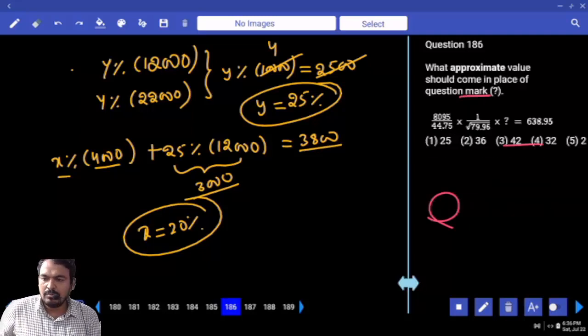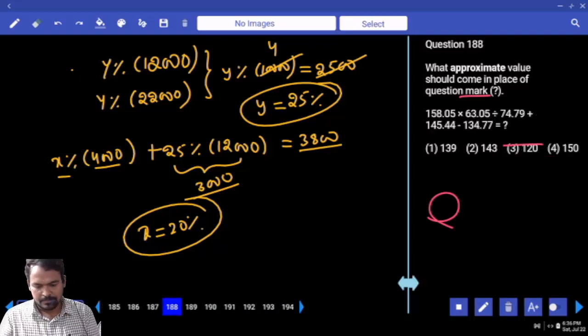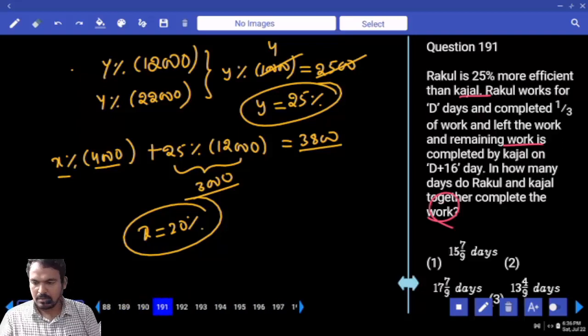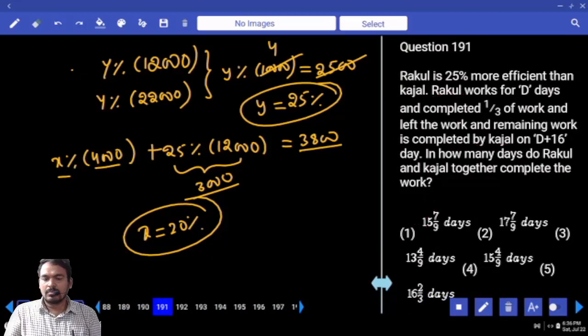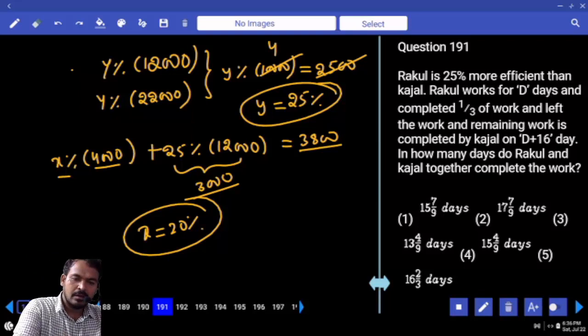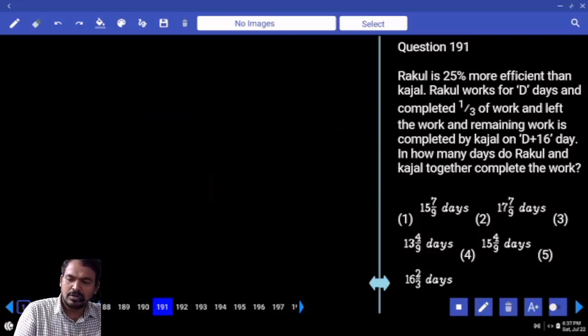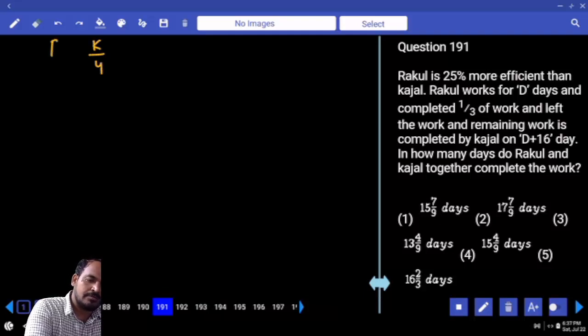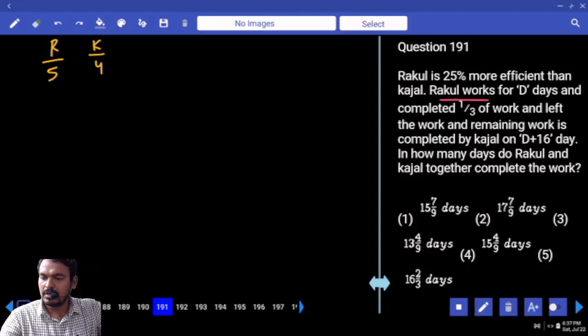Next question, number 191. Rakul is 25% more efficient than Kajal. Rakul's efficiency compared to Kajal is 25% more. Suppose Kajal's efficiency is 4 parts, Rakul's efficiency 5 parts, and Rakul works for how many days? D days and completed 1/3 of the work. Means 1/3 work is completed.